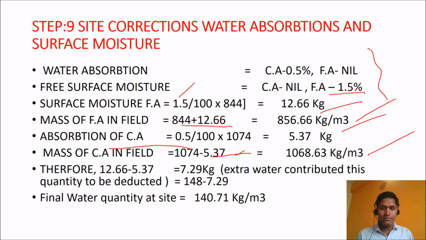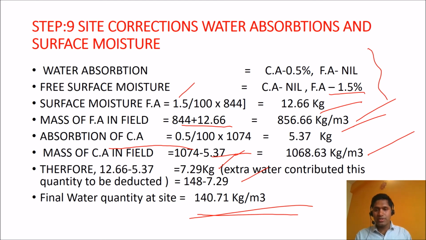Therefore 12.66 minus 5.37 gives 7.29 kg of extra water contributed in this quantity of mix. That is why it should be deducted from the free water, which is calculated as per the codal provisions. So 148 liters of water minus 7.29 kg of water, which is contributed by your fine aggregate and coarse aggregate, is negated, and you get the final water at site as 140.71 kg.